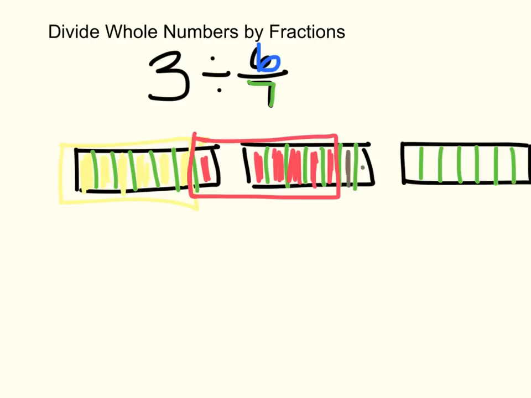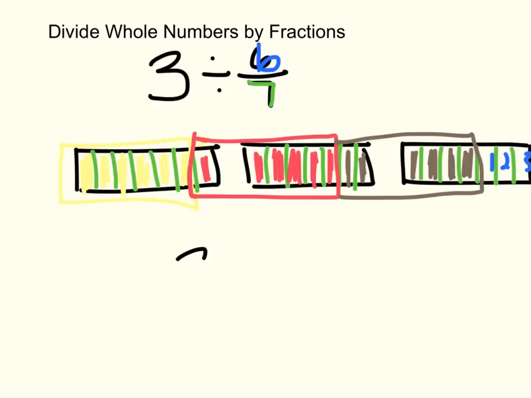1, 2, 3, 4, 5, 6. I have a third full set. And again, you can see how I'm kind of boxing these off. That's something that visually might be helpful as you're going through this. Now I look at it and I have 1, 2, 3 extra pieces here. So I don't have another full set.